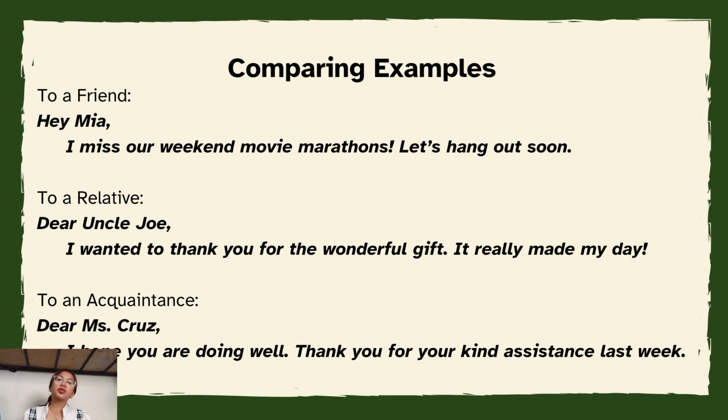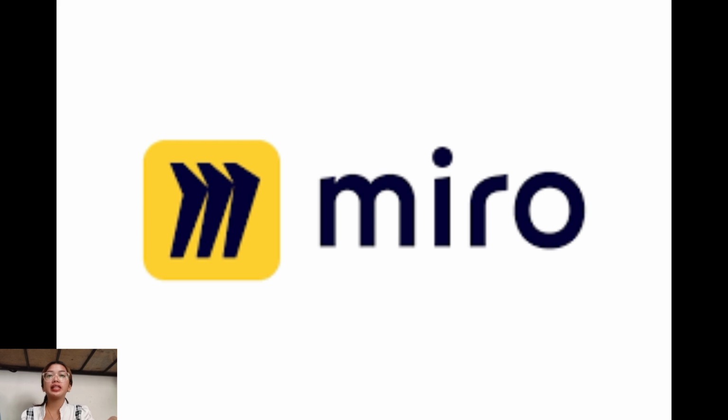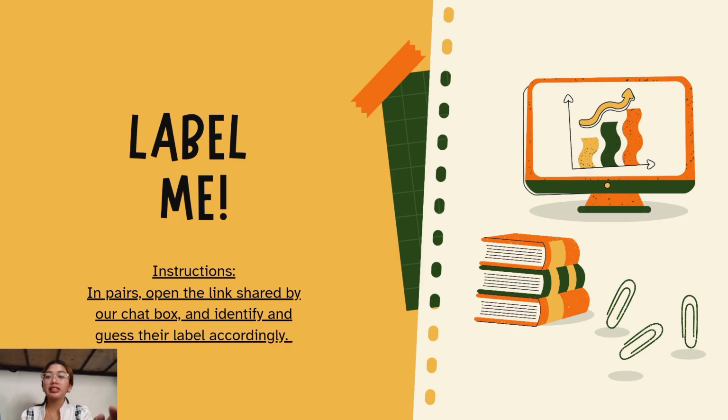Now, before we start writing, it's important to understand the structure of a personal letter. Now, let's head over to our Miro board by clicking the link shared in our chat box. And then, what you're going to do is identify and guess their labels accordingly. You will see a sample letter, and don't worry if you are unsure, because I'll guide you along the way and review the answers after your guesses. So I'll give you 5 minutes to do that. Okay, so you'll work in pairs.